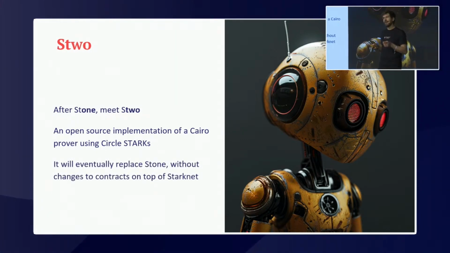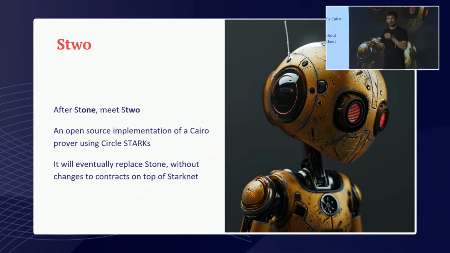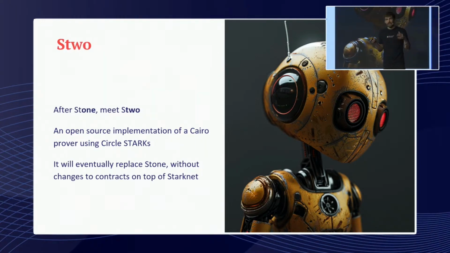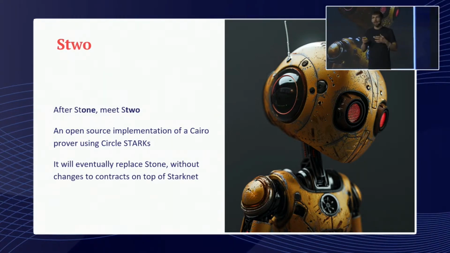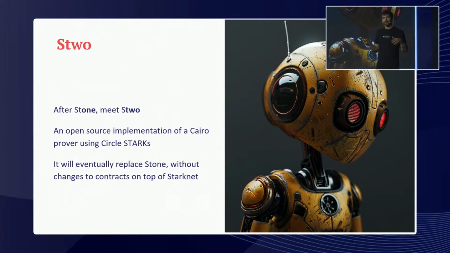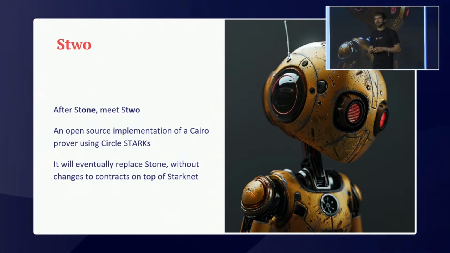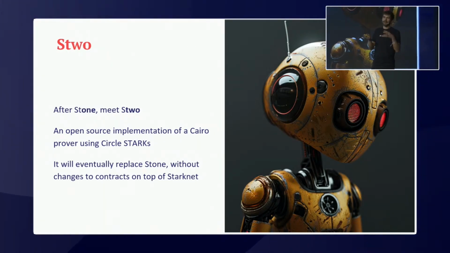So Stwo is an open source implementation of Circle Stark for Cairo. It's a prover for the Cairo CPU using the Circle Stark protocol. Eventually, it will replace Stone in production, and this won't change anything on Starknet, on the way you write smart contracts on Starknet, and the way the network is currently used. So it will be largely a back-end change.